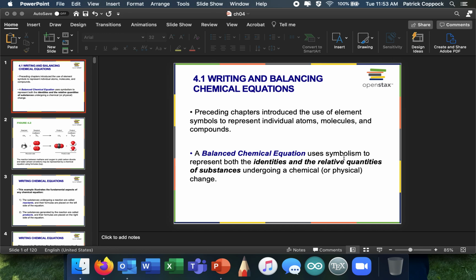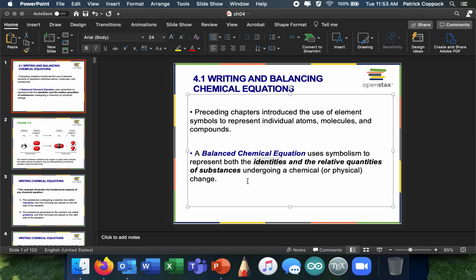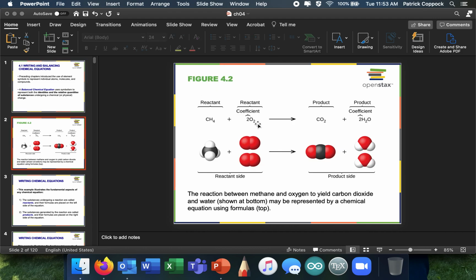We're going to use symbolism, right? We talked about the symbolic domain, and we're going to use symbolism that gives both identities and relative quantities. And we're also going to talk about physical changes, chemical or physical changes. All right, so an example would be this.